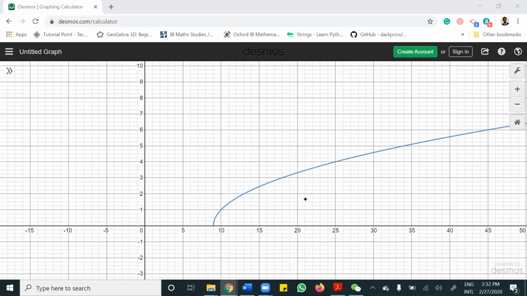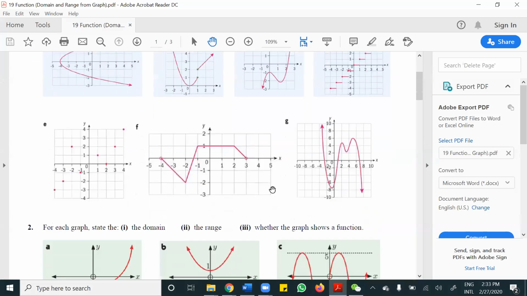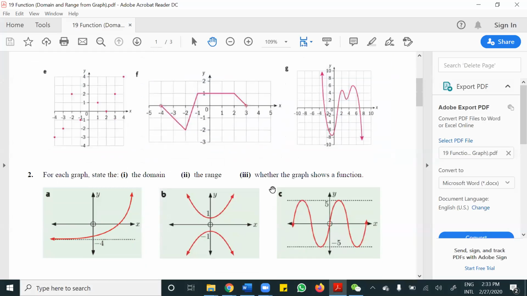Anyway, so that's about this. So you can look at it from the graph, or you can just try to imagine what you can put in and what you can not put in. So let's go to the worksheet and let's try to answer the questions.